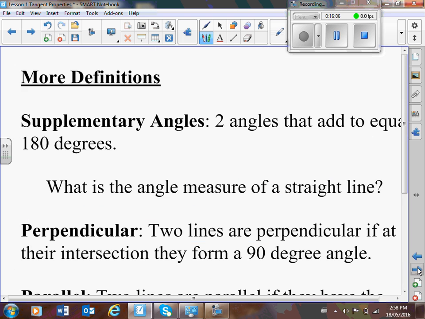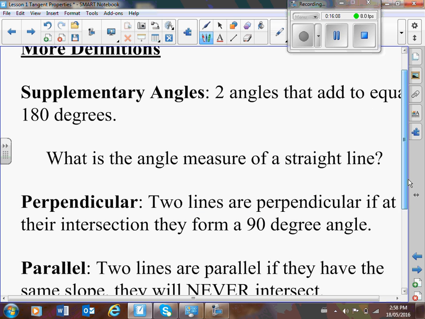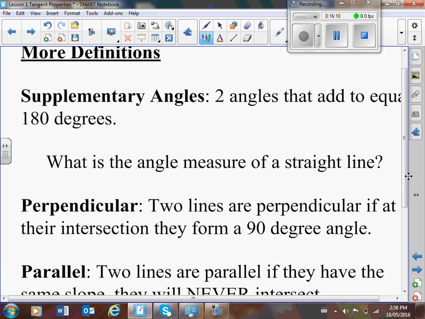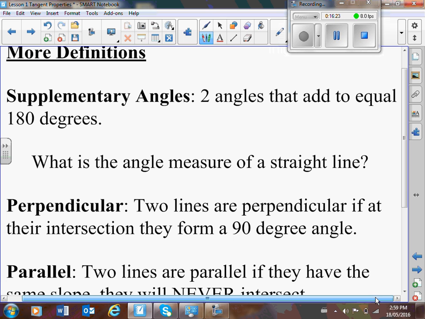Alright, so more definitions. These definitions you probably heard and saw maybe in grade 7 or 8. Hopefully, if you haven't, maybe they're new to you, but we'll get through them. Supplementary angles. Supplementary angles are two angles that add to 180 degrees. The best example of this is maybe a square.